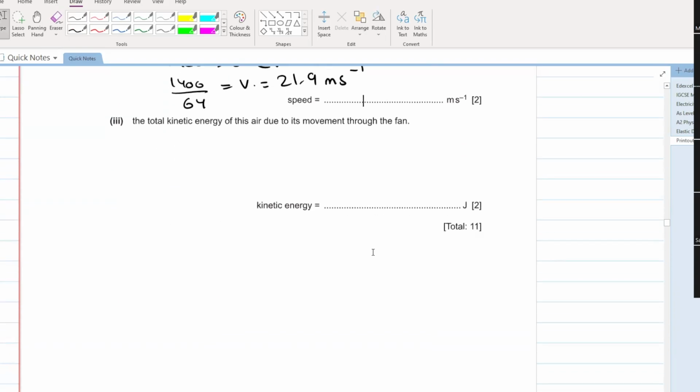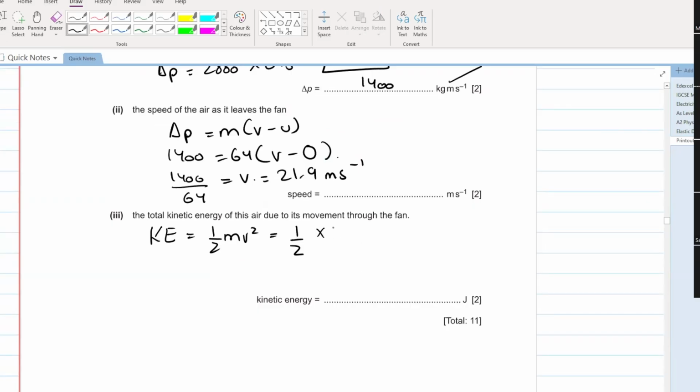Perfect. You have to calculate the total kinetic energy of this air due to the movement through the fan. Beta, you have to find the total kinetic energy. What easier question could there be? 1/2 mv². What is the mass of the air? 64. What is the velocity? 21.9 squared. I always prefer to write my answer to three significant figures so that I don't lose too much of the information. 15300 joules is your answer. Simple.